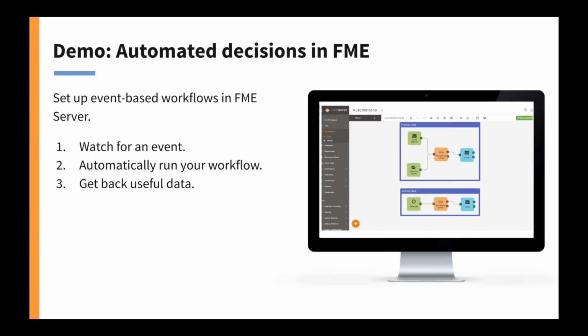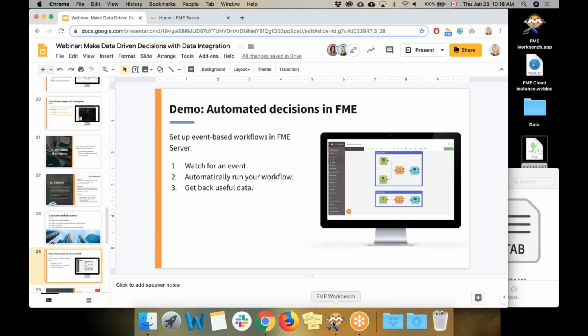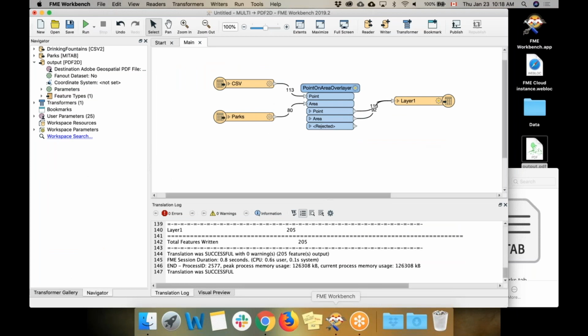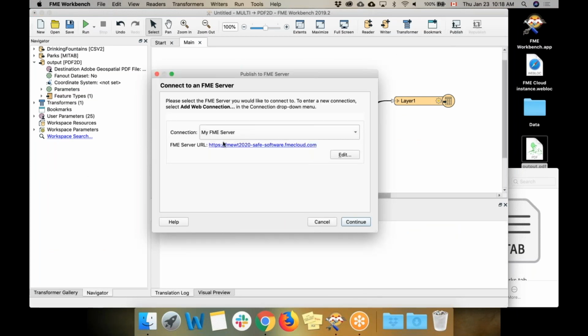So I'll quickly show you again how this looks in FME. We can set up an automation to watch some event, automatically run the workspace that we just built, and then get back useful information. So first we'll go back to Workbench here. We need to publish this workspace to FME server. So I have this FME server instance configured from previously. It's hosted in the cloud.